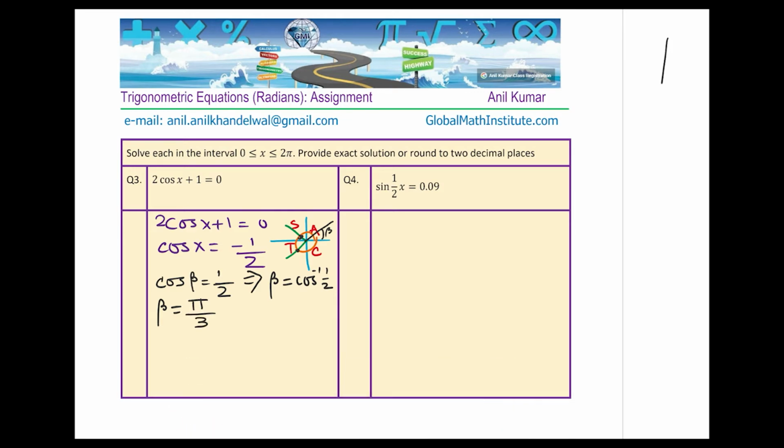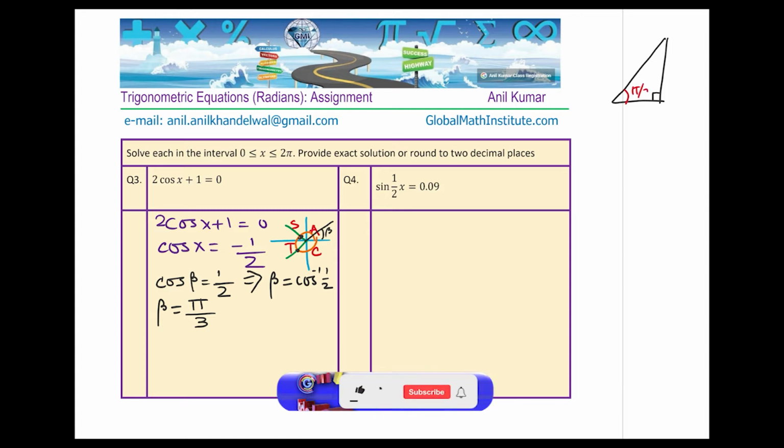You could use a special triangle to answer this question also. So we have an exact value, pi by 3. Remember, since the value required was half, I could have drawn this right angle triangle, in which we know that for pi by 3, the special triangle, the sides are 1, square root 3, and 2 is the hypotenuse. So from here, for half, we know the angle should have been pi by 3, as we used the calculator and figured it out. Now the other value will be how much?